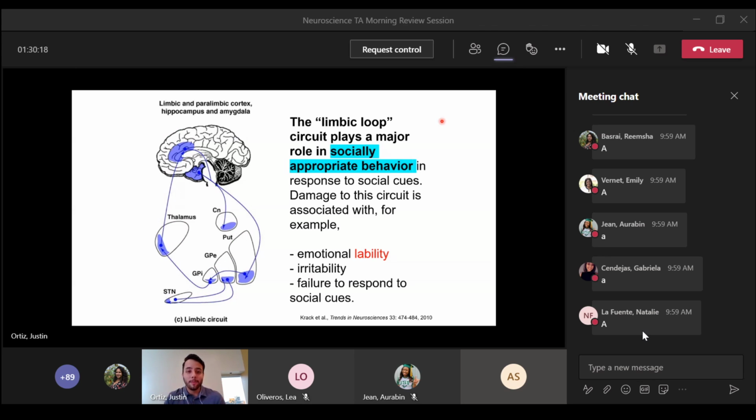Next slide, the limbic loop. Well, we know a lot about the limbic system with emotions, right? So that helps us remember that this is going to play a major role in socially appropriate behavior, so acting socially acceptable. And you can see damage can lead to these things. So I would note emotional lability, which is rapid changes in your emotions, these types of things. So if you note what's in this slide, that should suffice. Do not note the pathway. I feel like you're going to spend too much time worrying about this, and this is definitely extremely low yield.